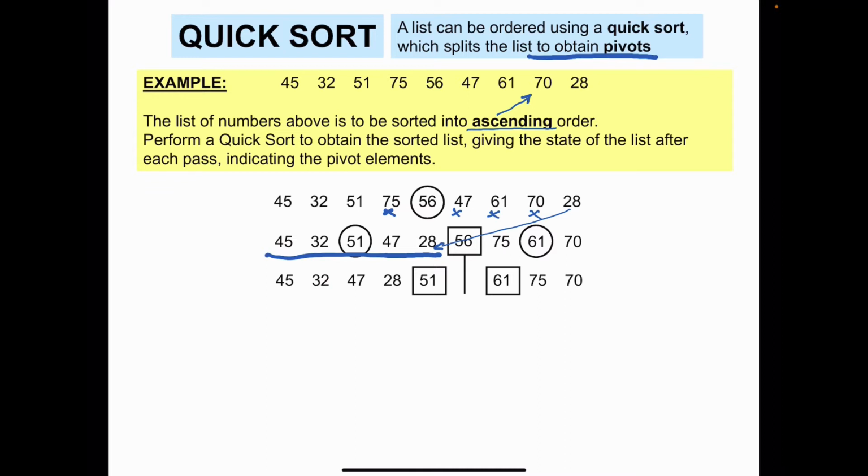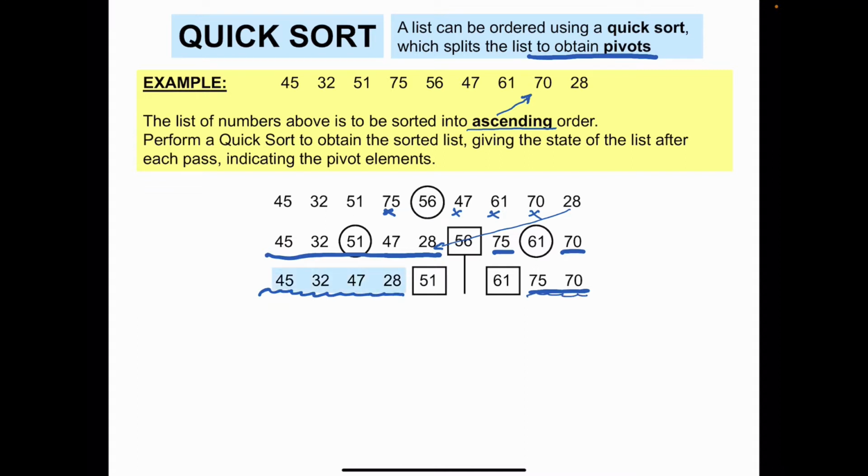Similar story was on the right side. 75 and 70 are both bigger than 61. That's why they go on this side. And there are no numbers that are smaller than 61. And I keep doing this and applying the same algorithm, the same step on the remaining list. That means in this case on this one, okay, and also on this one.